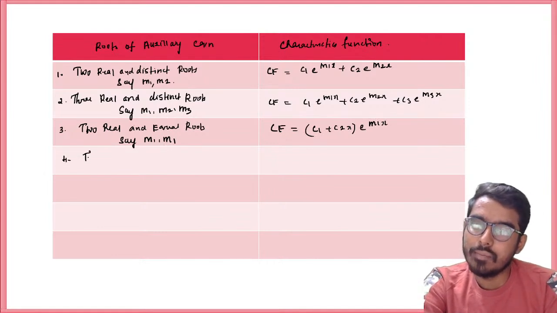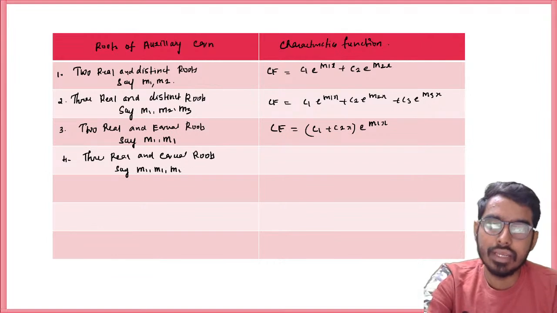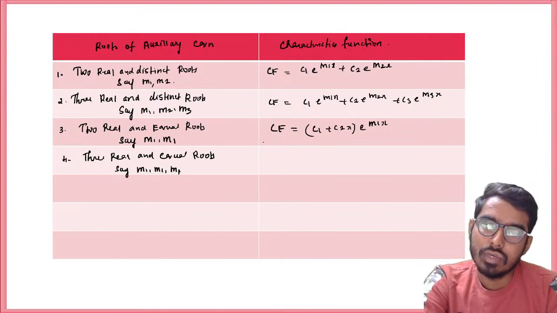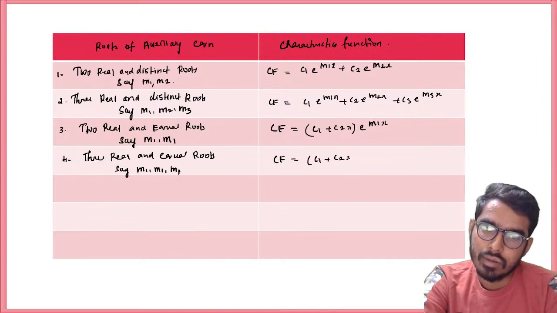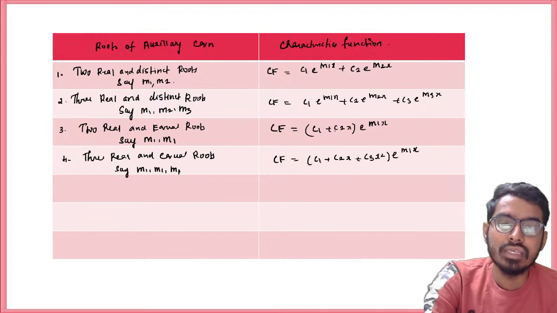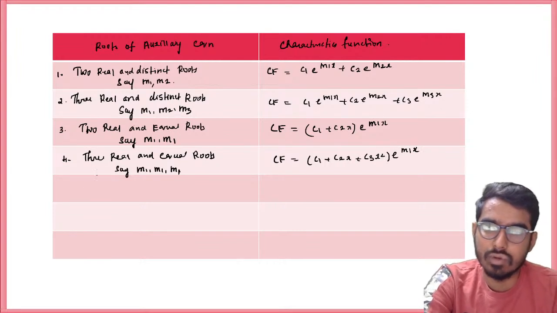Suppose you have three real and equal roots, let's say m1, m1, m1. In that case, your complementary function will be c1 plus c2x plus c3x square into e power m1x. So you have c1 plus c2x, and you extend to c3x square because you have three equal roots.